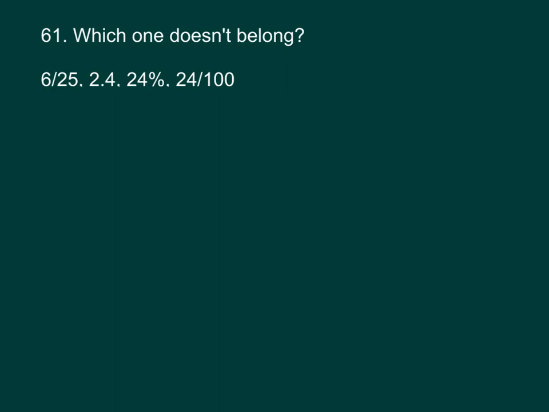Our last question is question 61. It asks us, which one of these doesn't belong? Which one doesn't have the same value as the other three? Well, looking at it right away, we can know that 24% is equal to 24 over 100. We've been using that all along. And we know that 24 over 100 equals 0.24, which is definitely not the same as 2.4.